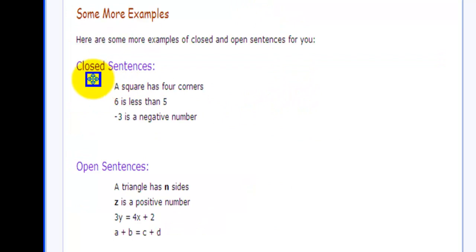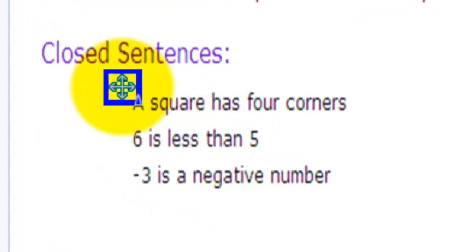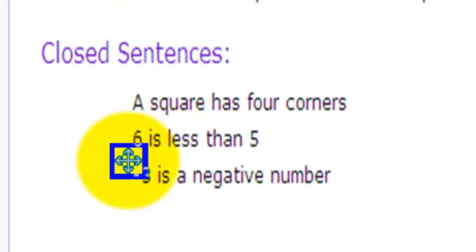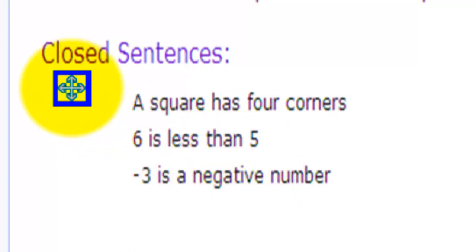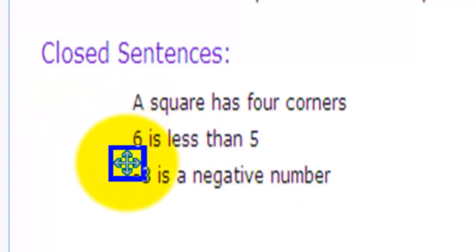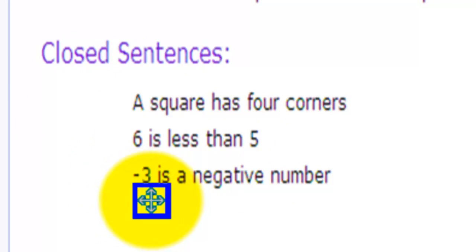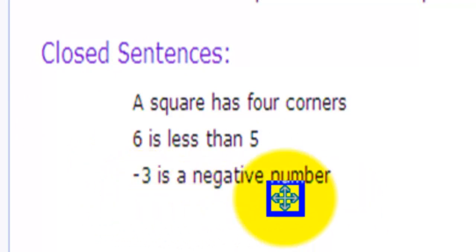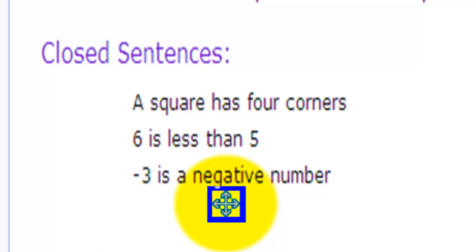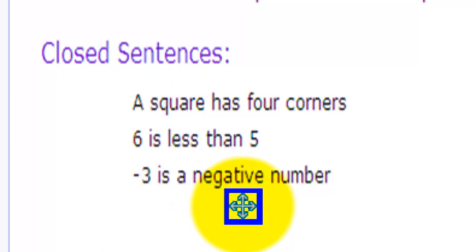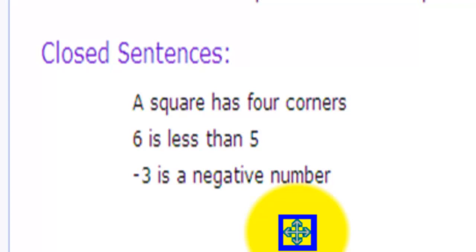Here we go. Here's a couple examples. A square has 4 corners. Definitely a closed sentence. Definitely has an answer. 6 is less than 5. Definitely a closed sentence. Definitely has an answer. Negative 3 is a negative number. Definitely a closed sentence, and it definitely has an answer. They could all be true. They could all be false, but they're one or the other.